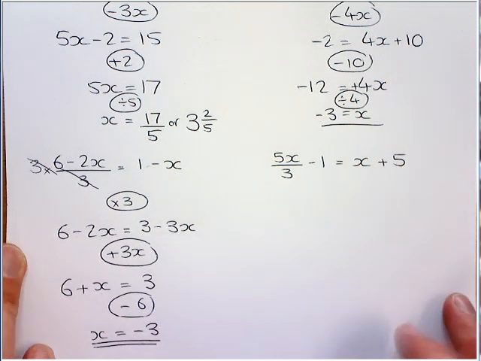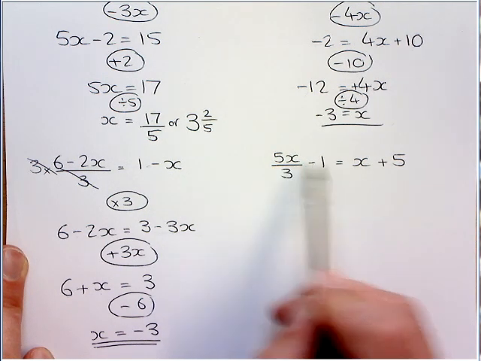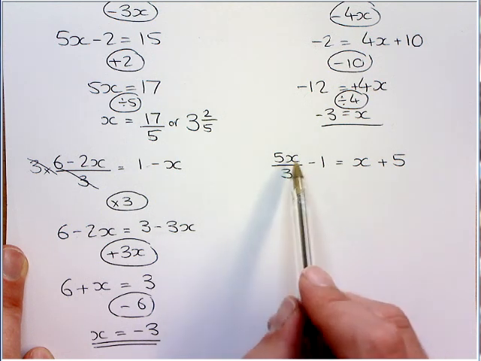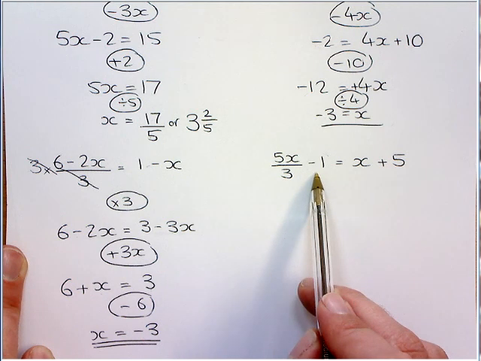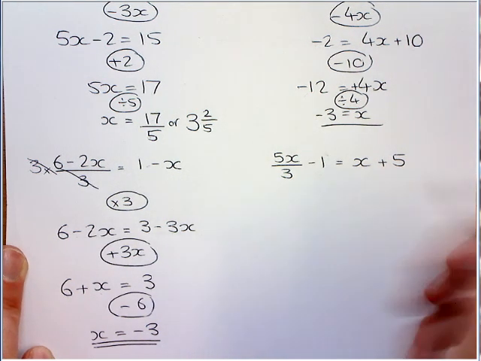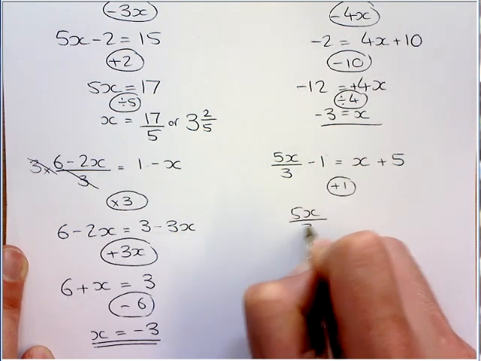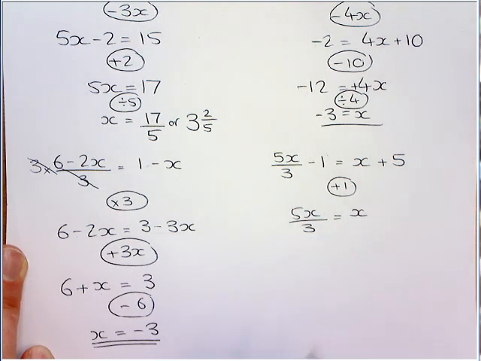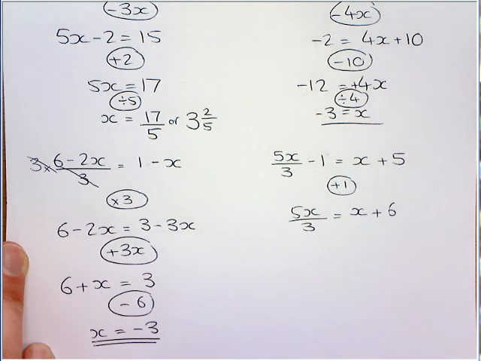This one's a little bit different because you can see the division sign doesn't go all the way across. It's only the 5x that's being divided. So there's a few ways of starting this, but what I'd suggest you do is remove this first. So I have to add 1. So I'm going to get 5x divided by 3 is equal to 1x, because I'm not doing anything to the x's, but I am adding 1 to the number terms. So that's going to be 6.